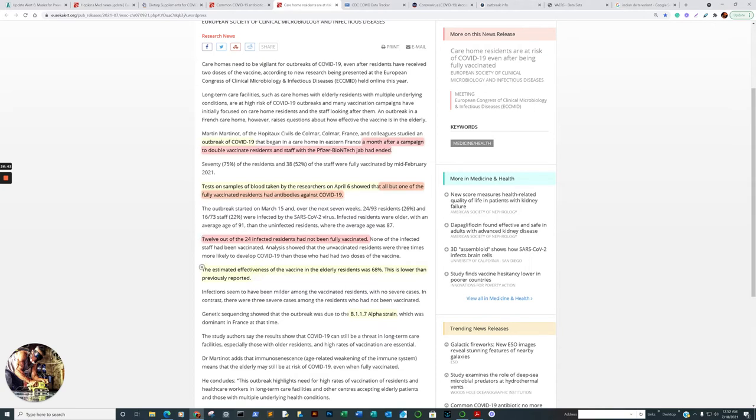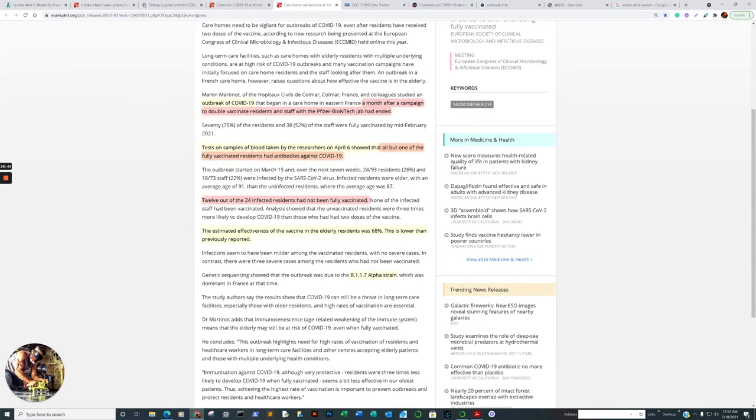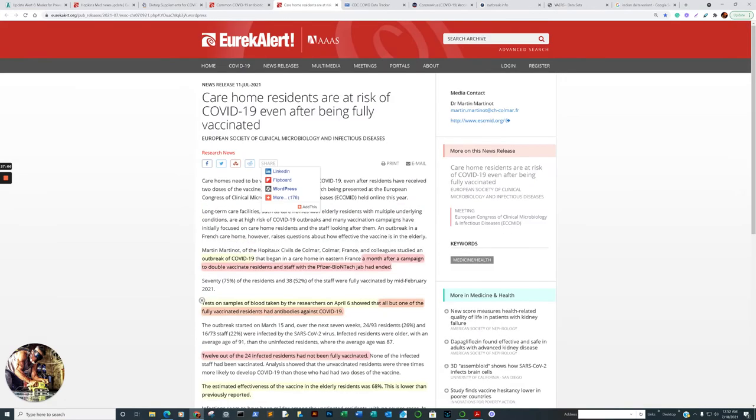The estimated effectiveness of the vaccine in elderly residents was 68%, and that was the B117 alpha strain. Now, of course, you heard the possible vaccine effectiveness against the B16172 strain is even less than potentially this strain. So who knows what the updated information will be as follows. But again, food for thought, and the link will be there to follow on your own.